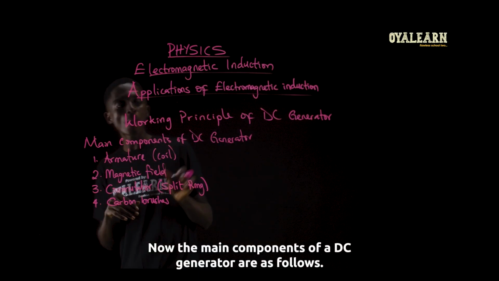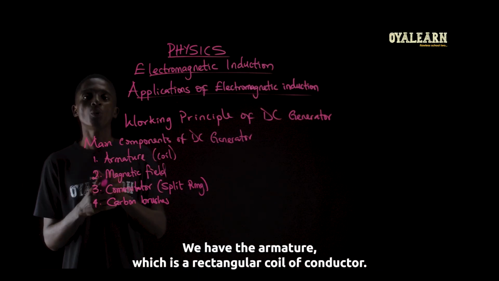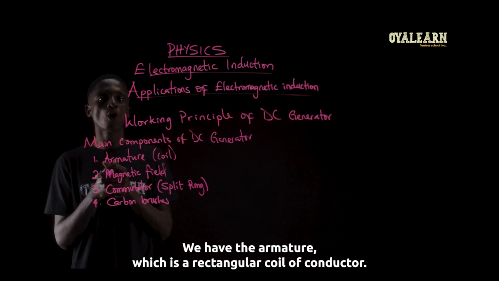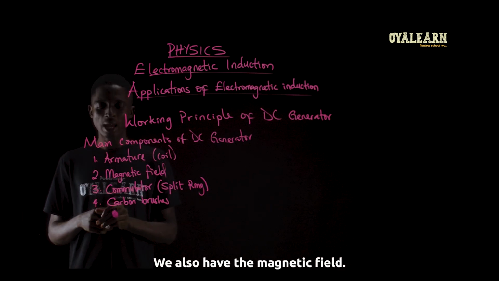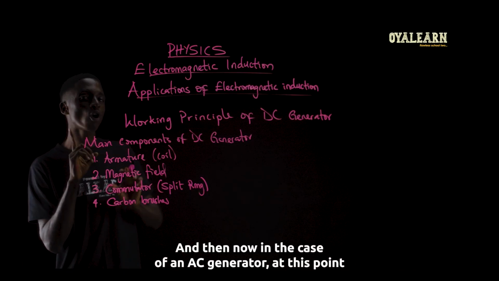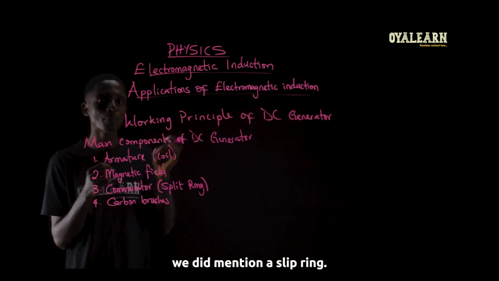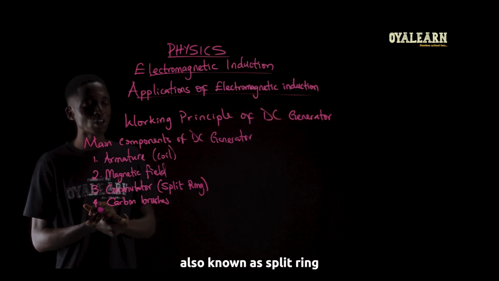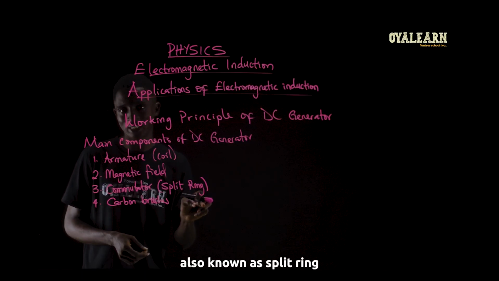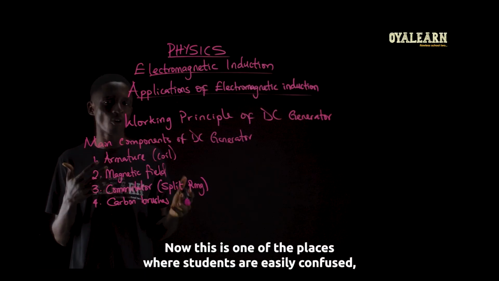Now, the main components of a DC generator are as follows. We have the armature, which is a rectangular coil of conductor. We also have the magnetic field, and then in the case of an AC generator, at this point we did mention a slip ring, but here we have what is known as a commutator, also known as a split ring. Now this is one of the places where students are easily confused.